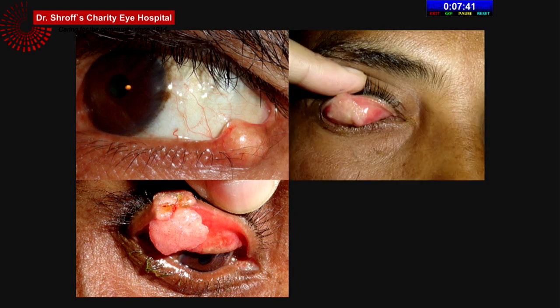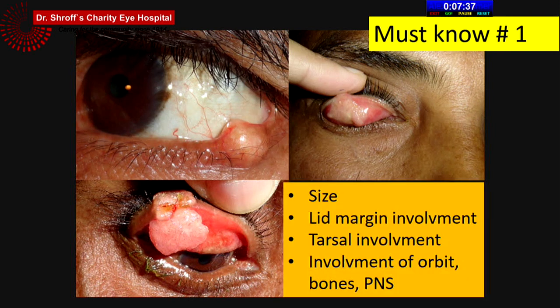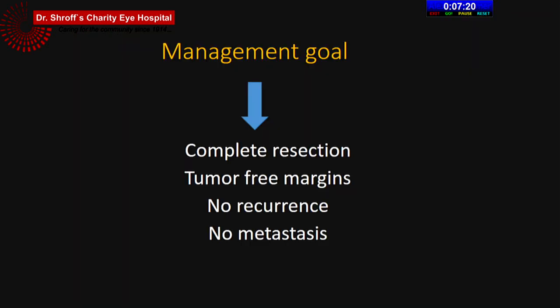So what it means for us is that whenever we see an eyelid malignancy, we must mention the size of the tumor, note it down in our documents, see whether there is involvement of the lid margin, see if there is involvement of the tarsus and conjunctiva, and if there is any involvement of contiguous structures like orbit, bones, PNS, as well as look for any distant metastasis and lymph node involvement.